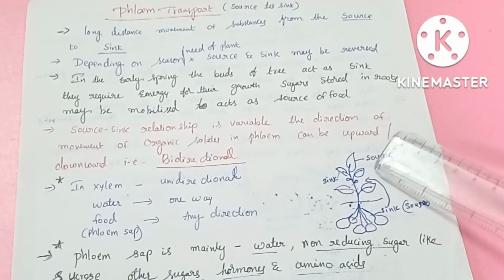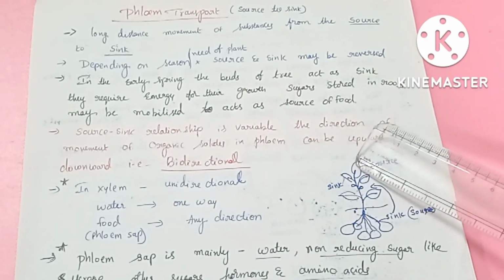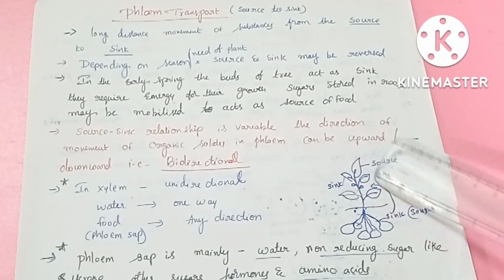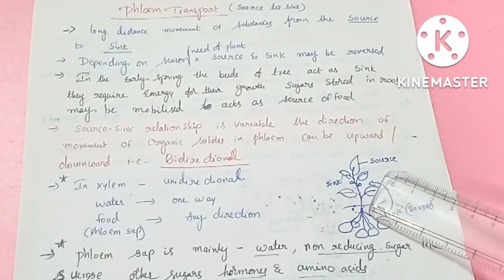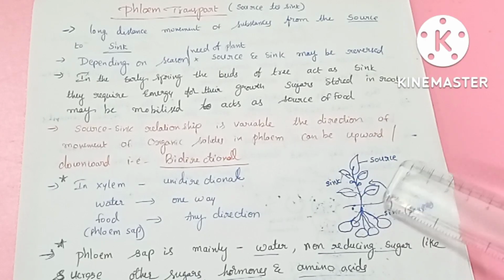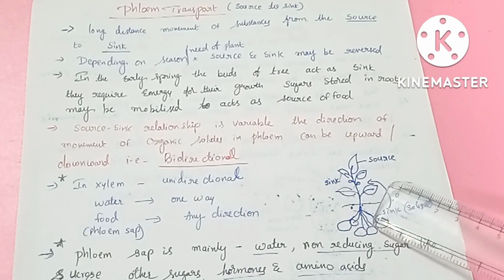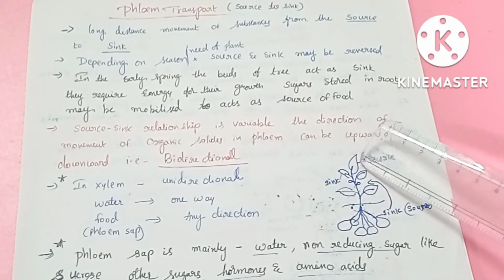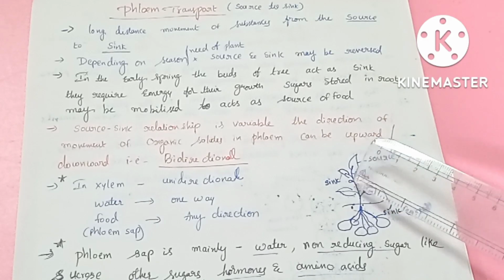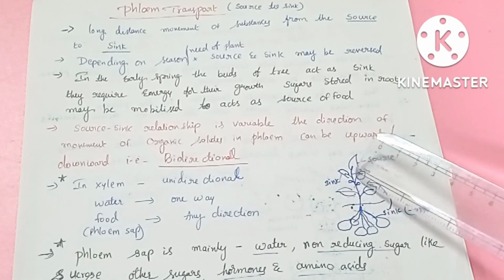For example, this is the plant, right? In one season the leaves prepare the food material and translocate it to the different parts, and along with that it will translocate the food material to the roots also. In that season the roots store the excess food material. In the next season, during the early spring season, there is no food here. Here the buds are developing. They need energy in the form of sugars, but here there is no food.